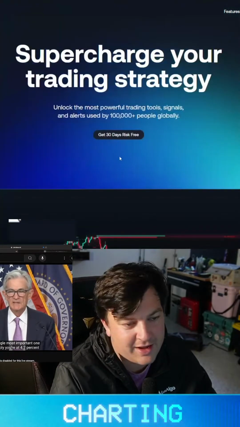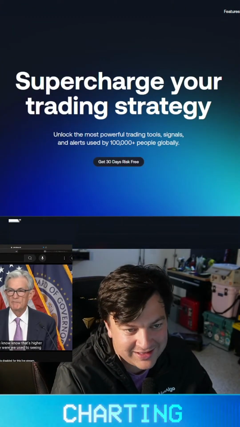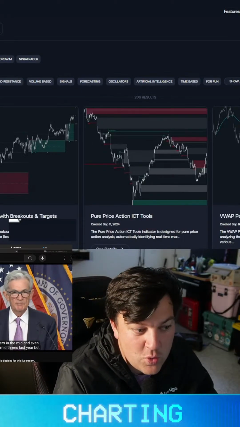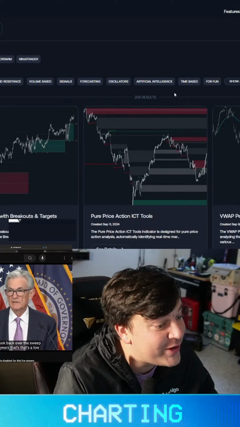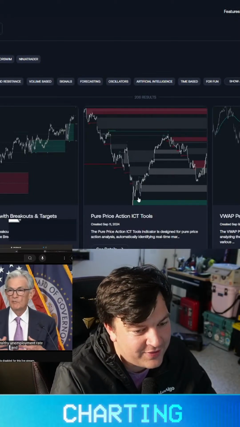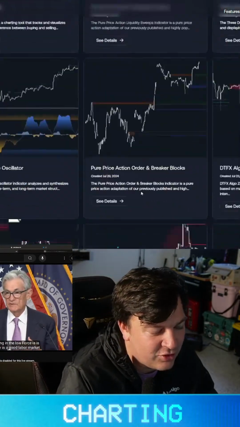That's, you know, higher than we were used to seeing in the numbers last year, in the mid-threes. But if you look back over the years, that's a low, a very healthy unemployment rate. There's probably nothing in the low fours that would be something that really is a sign of a good labor market.